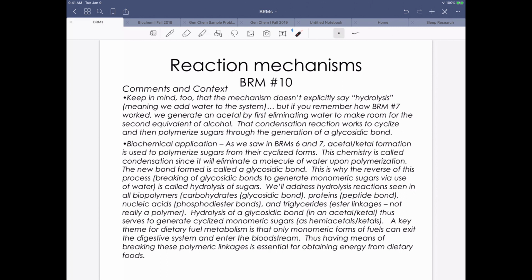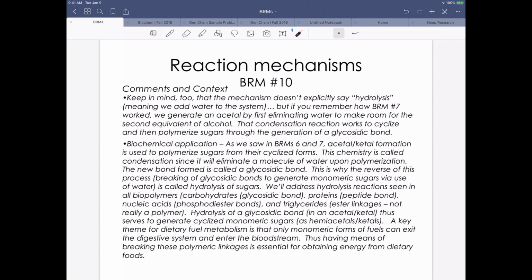So, kind of giving a future preview, when we study enzyme chemistry, we're going to address hydrolysis reactions that we see in all biopolymers. So for carbohydrates, we're going to see hydrolysis of glycosidic bonds. Proteins, we're going to see hydrolysis of peptide bonds. Nucleic acids, we'll talk about hydrolysis of phosphodiester bonds. And we'll also talk about triglycerides, not really a polymer, but we're going to talk about hydrolysis of ester linkages in these molecules.